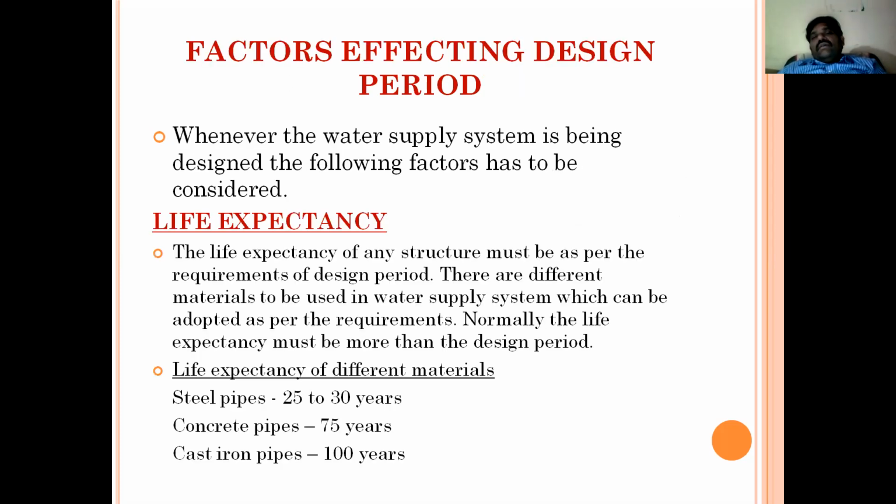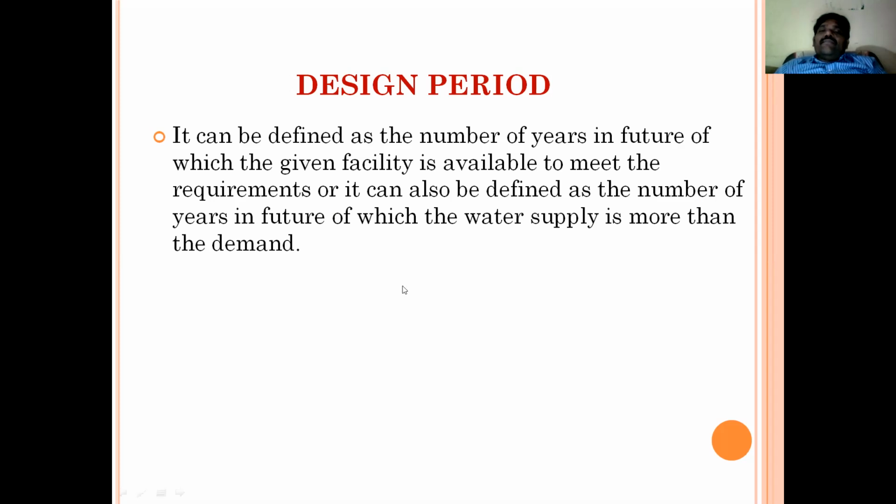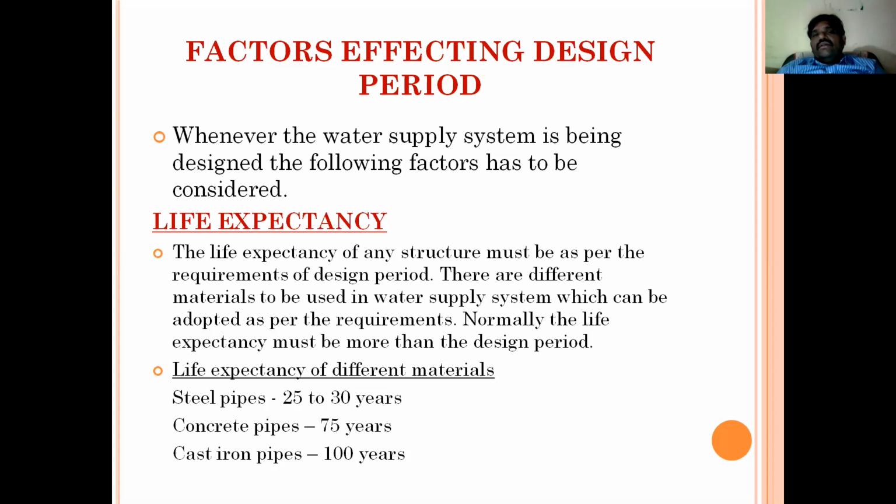See here, what we discussed in the name of design period is that it can be defined as the number of years in future up to which the proposed structure will be available to meet the requirement. We can conclude it as design period, the number of years in future. We already discussed this definition in the previous class. Now we are at the factors affecting design period.